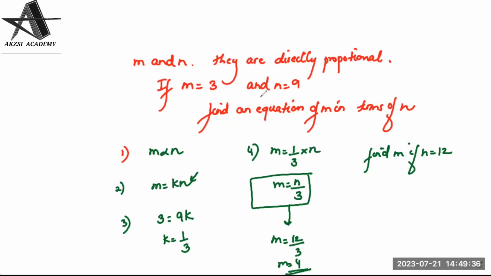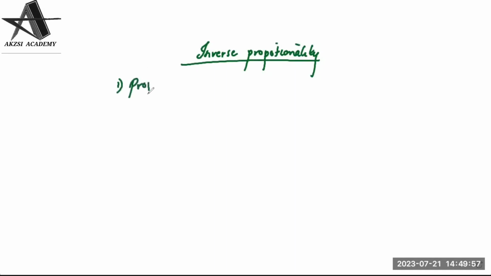Now let me move on to the inverse proportion, how we can solve it. If two variables are sharing an inverse relationship, the first step is the same: I have to write the proportionality, and the proportionality is inverse. Suppose x and y are two variables sharing an inverse relationship. So I'll write x is inversely proportional to y. Previously they were direct, that's why I wrote it like that. But now they are sharing an inverse relationship, so I have to write it like this.